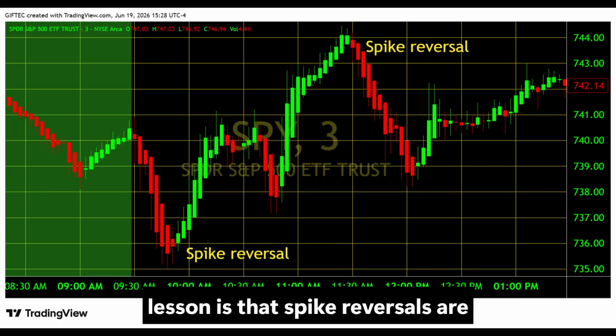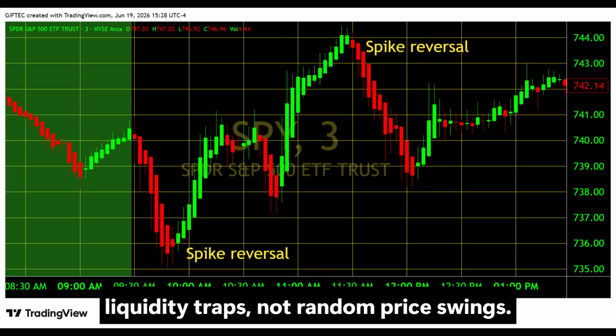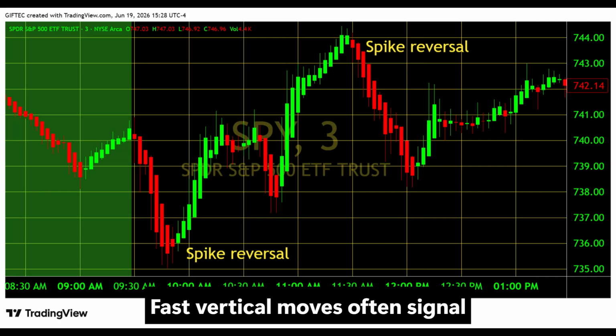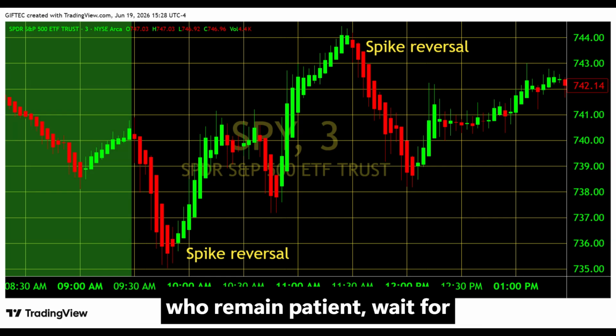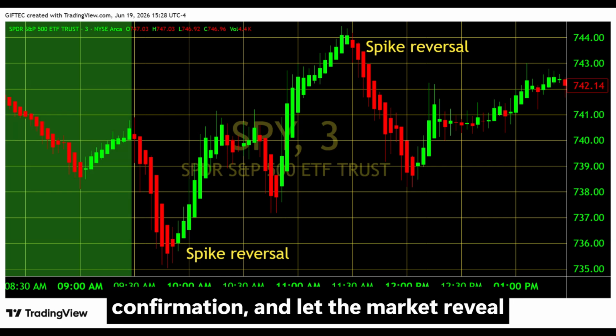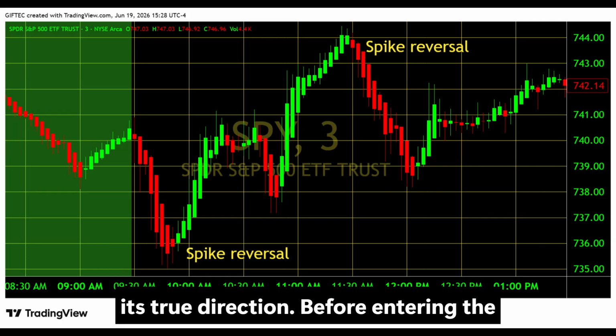The key lesson is that spike reversals are liquidity traps, not random price swings. Fast, vertical moves often signal exhaustion rather than strength. The traders who succeed are usually the ones who remain patient, wait for confirmation, and let the market reveal its true direction before entering the trade.